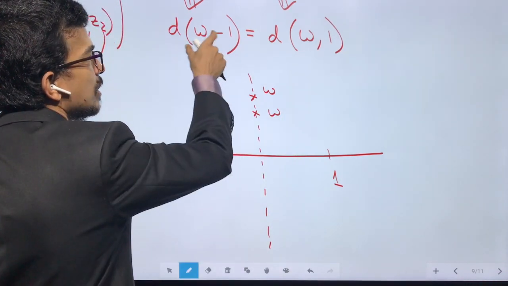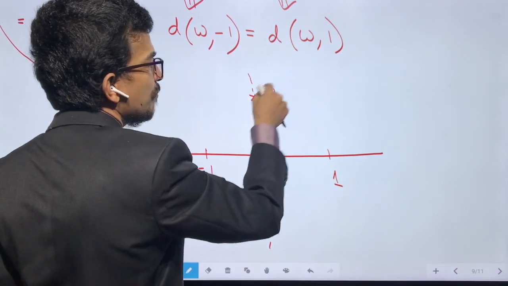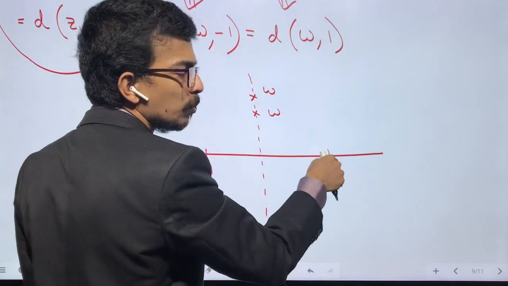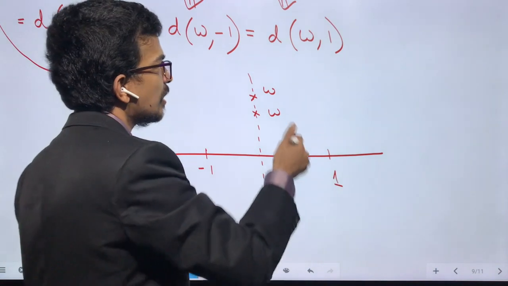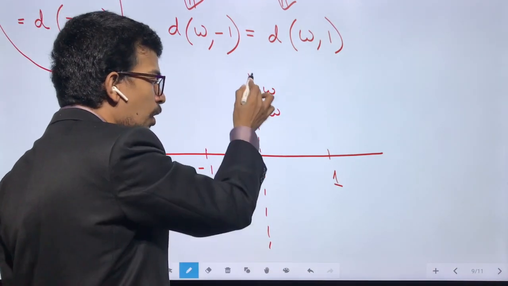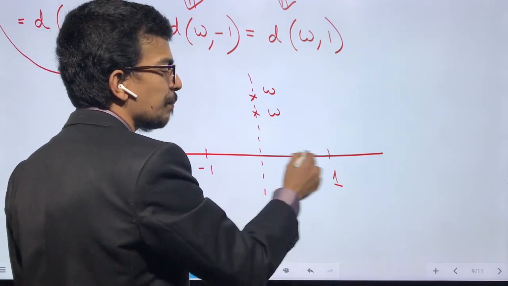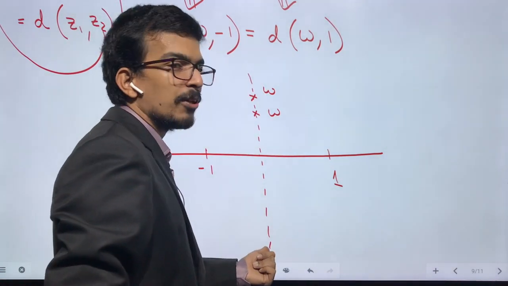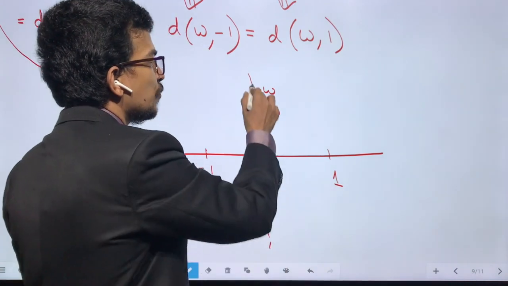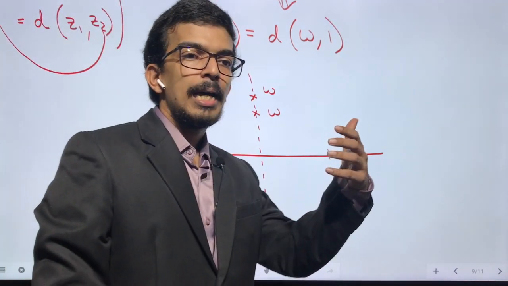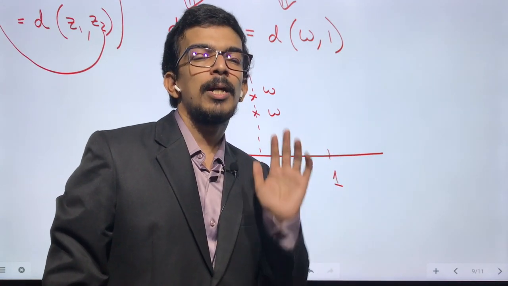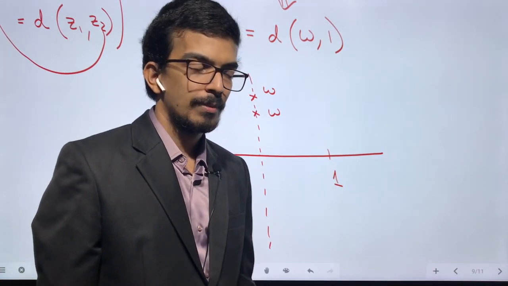What is the condition? We have the distance from omega to minus 1 is the same as the distance of omega to plus 1. So the set of all omega satisfying this condition is going to lie on the perpendicular bisector joining minus 1 and 1. So this is nothing but our y-axis. Which means omega is lying on the imaginary axis, omega is purely imaginary, real part of omega is 0.